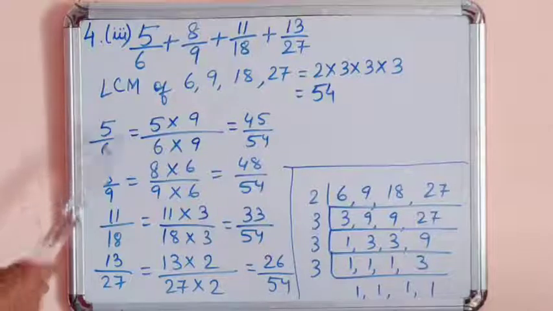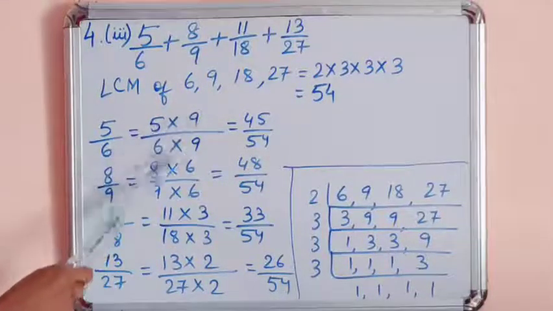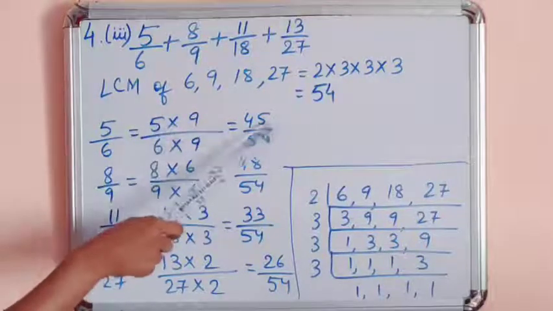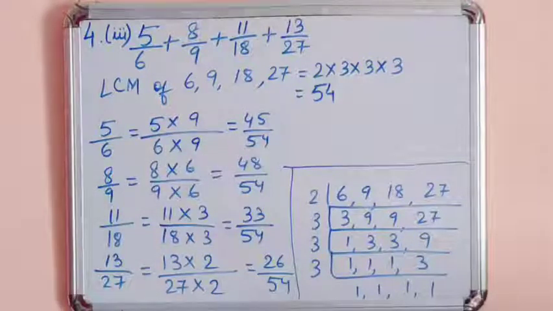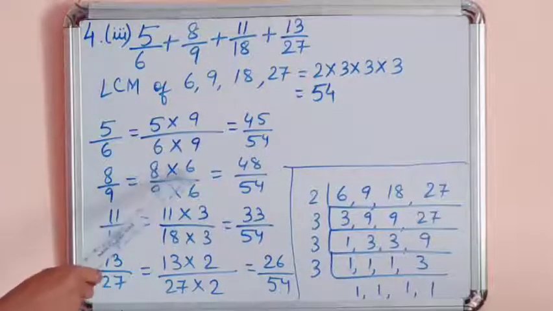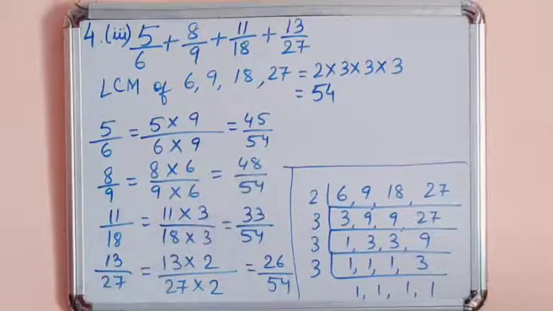So 5 by 6, now 54 divided by 6 is 9. So 5 into 9 by 6 into 9. That means 5 into 9 is 45 and 6 into 9 is 54. So the fraction is 45 by 54. Now again 54 divided by 9, we get 6. So we have to multiply 6 in the numerator and denominator. 8 into 6 by 9 into 6. This is equal to 48 by 54.